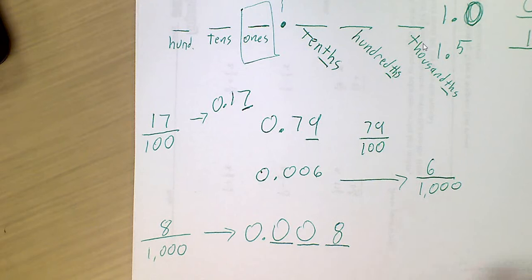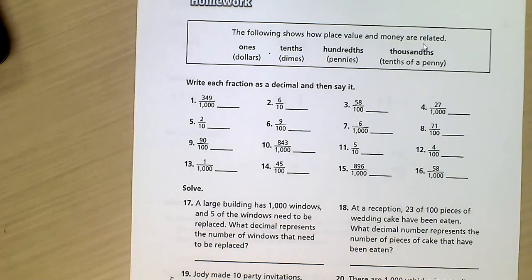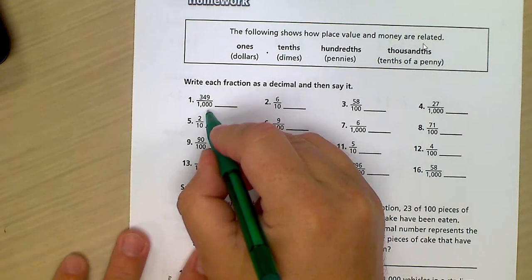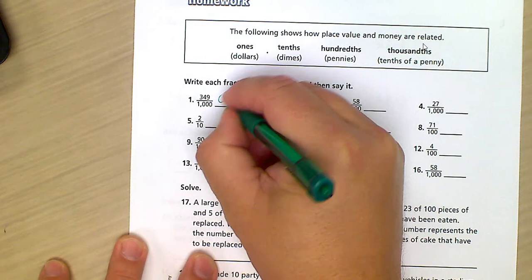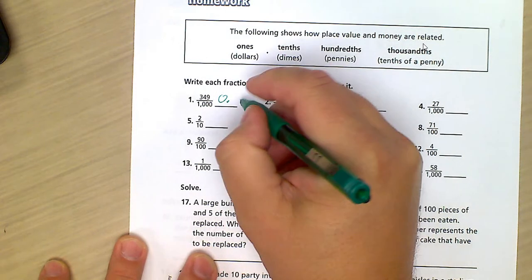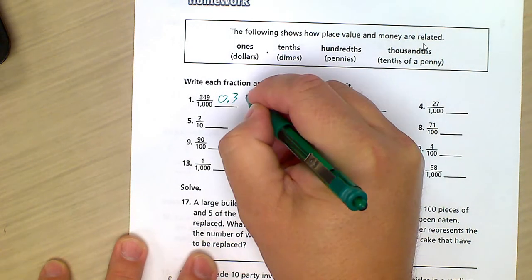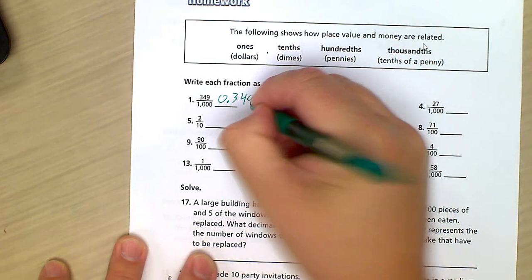So on the front of your paper, when it says write each fraction as a decimal and say it, yes, I do want you to actually say it after you do each one. Number 1, that's a 349 in the thousandths place. How should that look, do you think? 0.349. Sure, that's good.